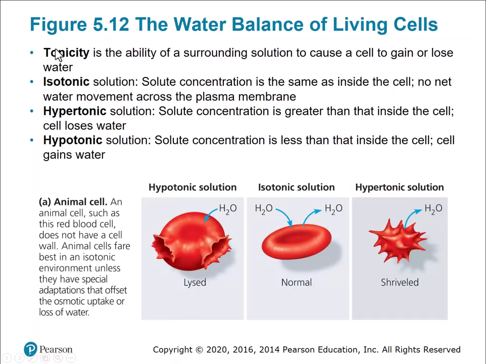So, a review of our tonicity. Tonicity is the ability of a surrounding solution to cause cells to either gain or lose water. Hypotonic means there are fewer solutes outside the cell than inside, and so the water is pulled in to equilibrate. So it will cause the cell to burst if too much water is taken in. Isotonic means they are equal. Hypertonic means there are more solutes outside the cell than inside the cell, so it'll pull water out of the cell and cause it to crenate or shrivel.